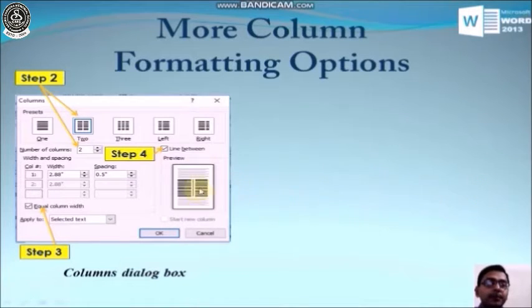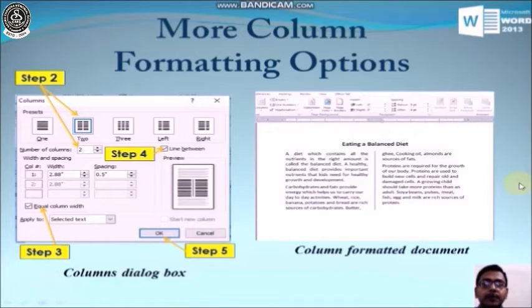Step number 4, line between columns. If you want a vertical line between columns, see in the preview box. Vertical line if you want, tick this one, otherwise not. And finally, step number 5, when everything is done, you click on the OK button. Now the column formatted document.